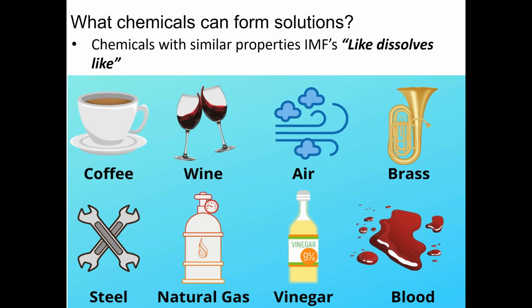Chemicals with similar properties, like IMFs, behave in what's called "like dissolves like," which is a simple way of saying if they have similar IMFs, they'll dissolve each other. What does that mean in English? If something has hydrogen bonding, for example, it will dissolve really well in something that also has H bonding.